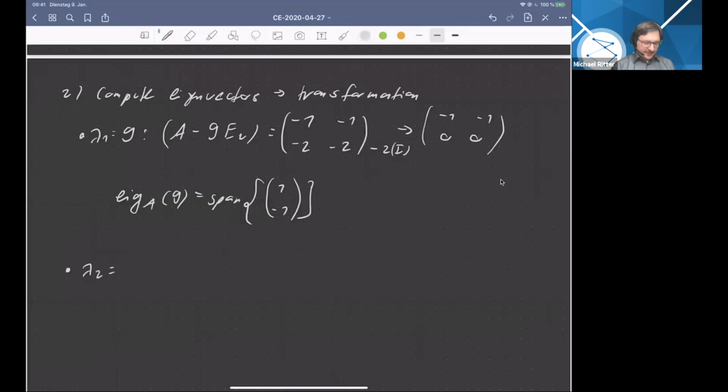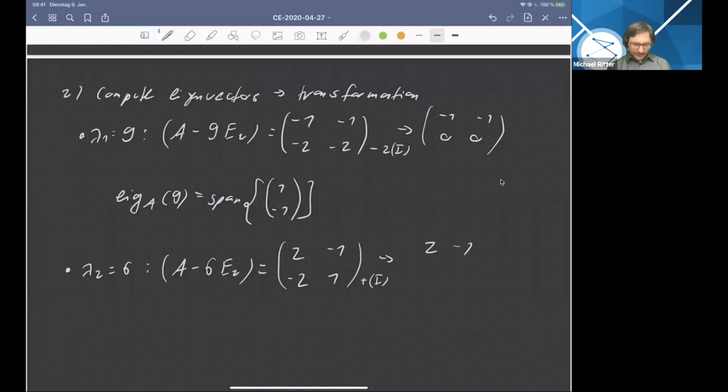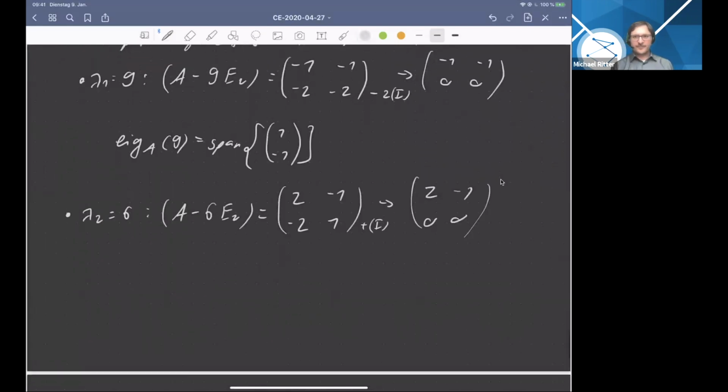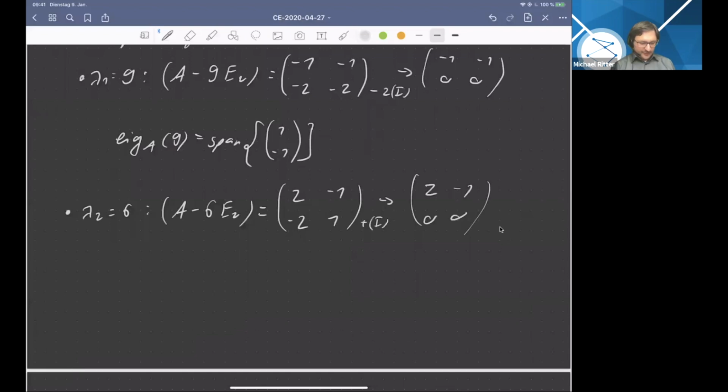Second, we'll have a look at the eigenvalue 6. So we need to look at A minus 6E2. That is 8 minus 6 is 2, minus 2, minus 1, and then 7 minus 6 is 1. So the operation this time, we just need to add the first row to the second, and we get a 0 row here. So again, we have a straightforward solution. The eigenspace is spanned by, for example, (1, 2).